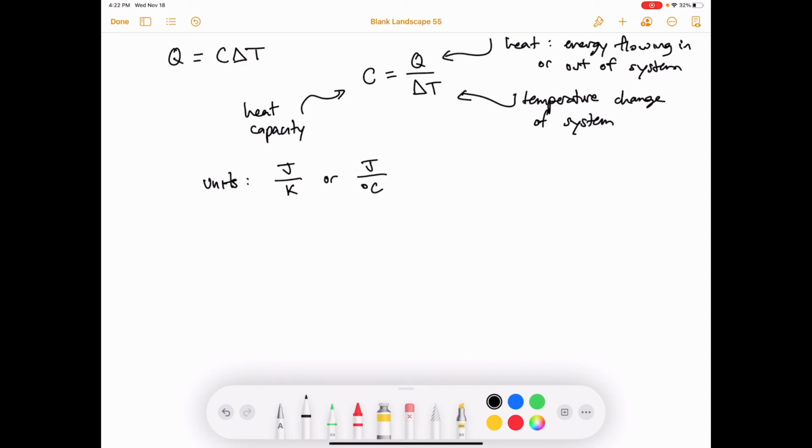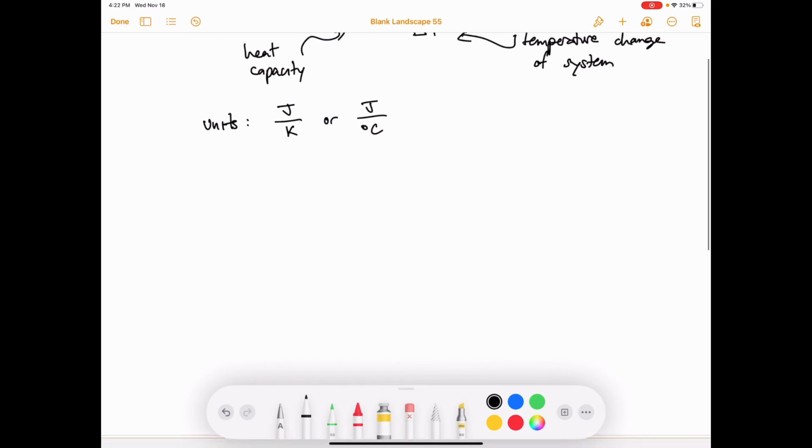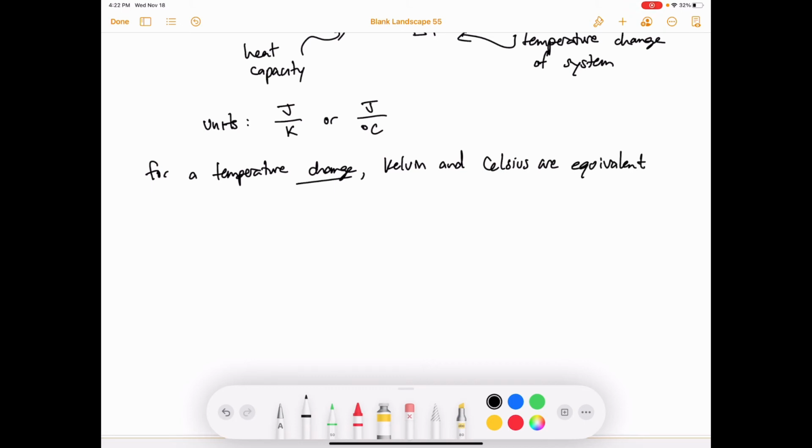It turns out these are perfectly equivalent because if we're dealing with a temperature change, a change in temperature, Kelvin and Celsius are equivalent. So obviously this is not true for an absolute amount of temperature, but it's only true for a change in temperature, for a delta T.